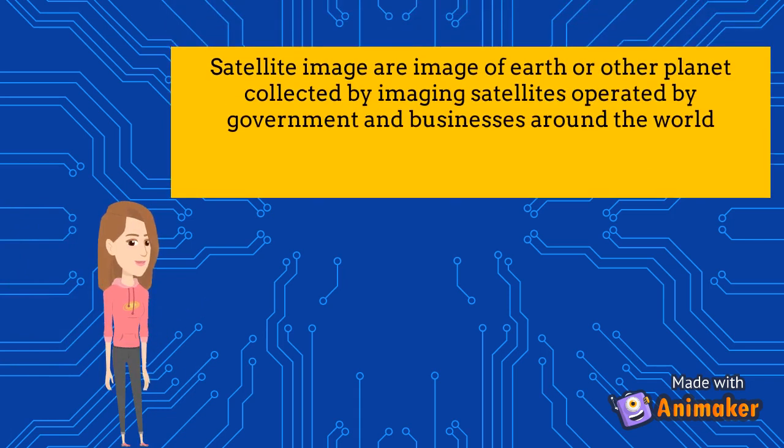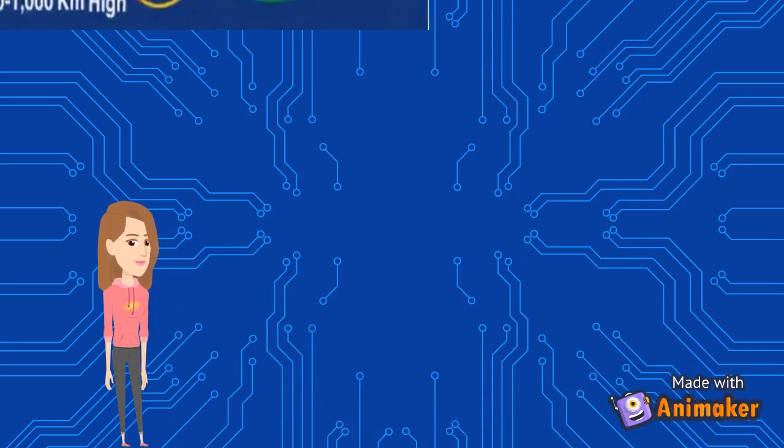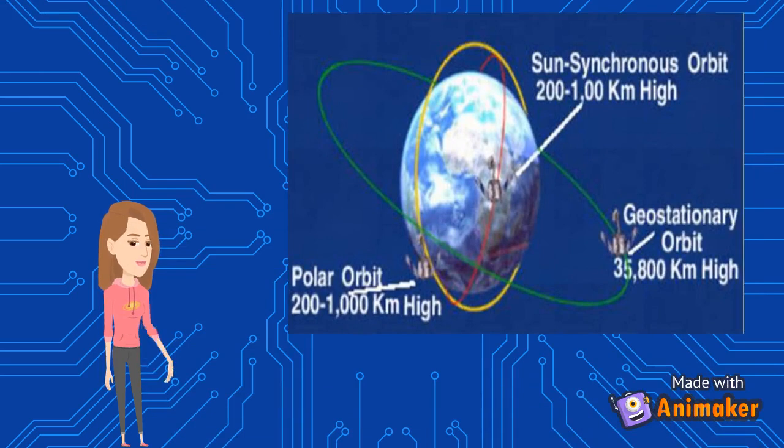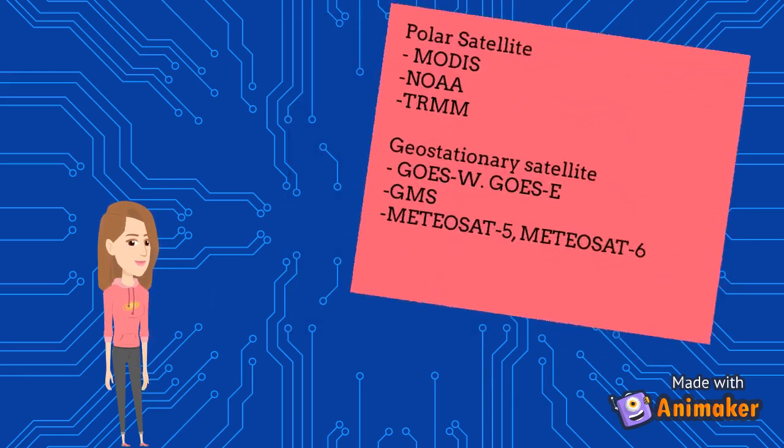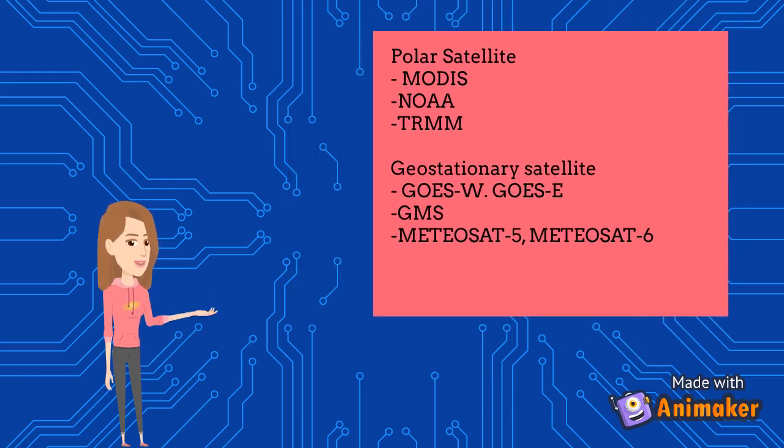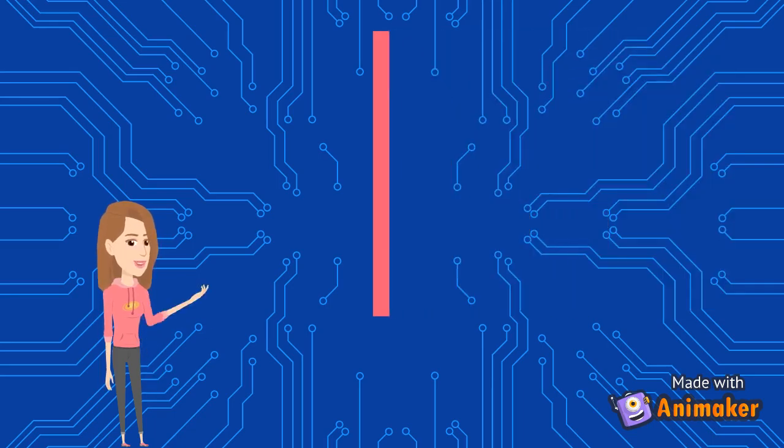Satellite images are images of Earth or other planets collected by satellites operated by governments and businesses around the world. Satellite images have two orbits, which are polar orbit and geostationary orbit. Examples of polar orbit are NODES, NOAA, and TRMM. Examples of geostationary orbit are GOES WEST and EAST, CMS, METEOSAT 5 and 6.